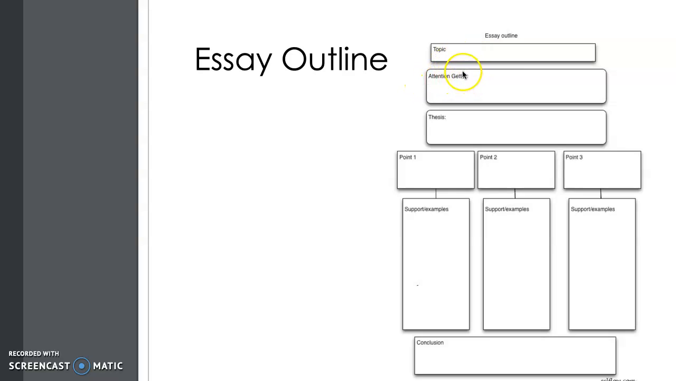Up next is the attention getter. It is usually the first sentence of your introduction paragraph. And as you know, the introduction paragraph is your first paragraph. And as it says in the name, it should grab your reader's attention and make them want to read your paper. You can do this by quoting something or an interesting fact that you think your readers might not know. Just anything to really get their attention and reel them in.